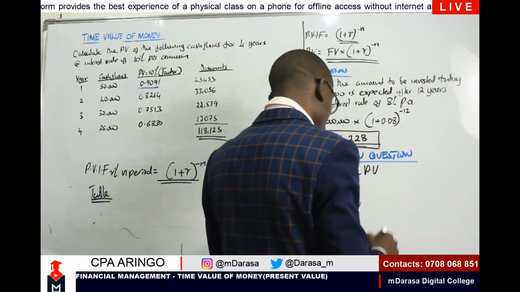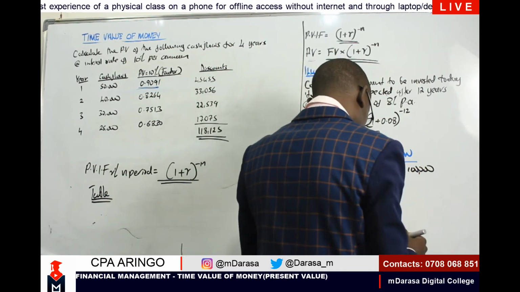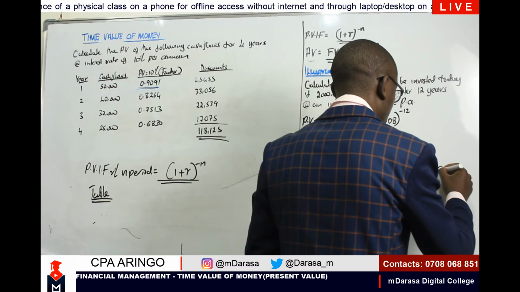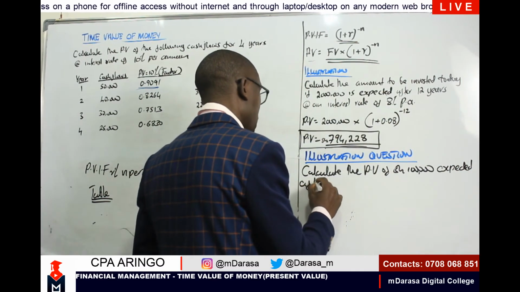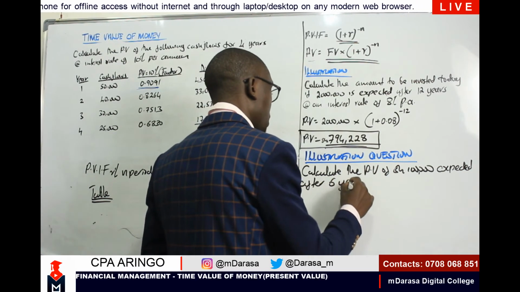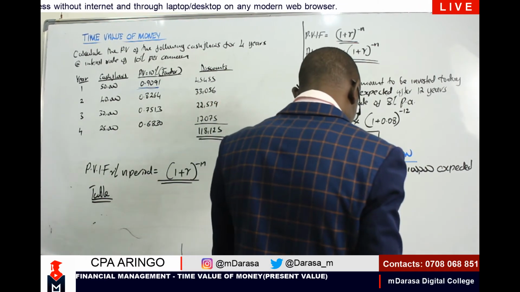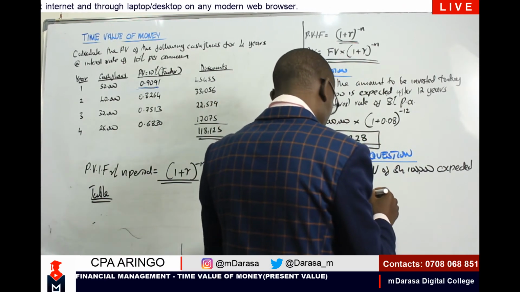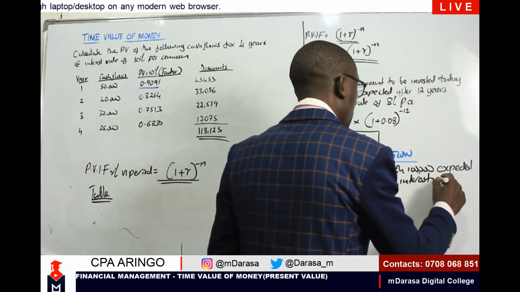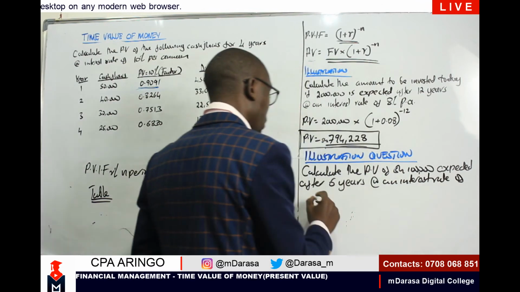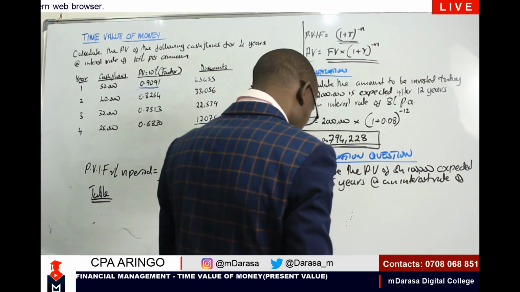Calculate the present value of 100,000 shillings expected after 6 years at an interest rate of 22%.